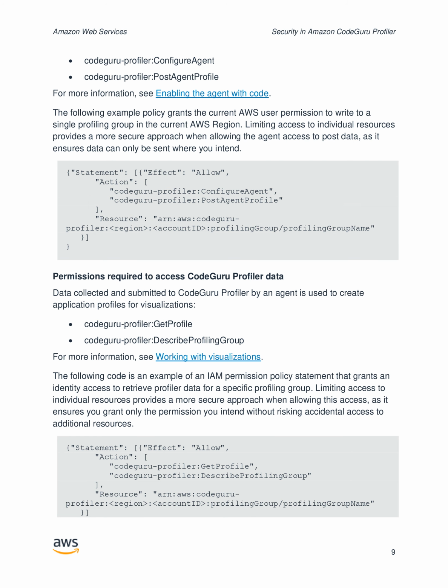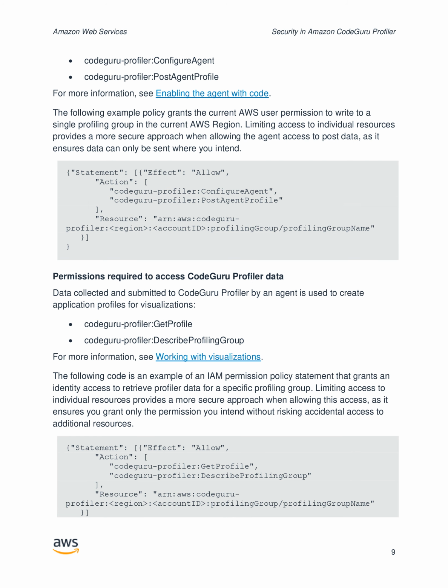Permissions required to access CodeGuru Profiler data. Data collected and submitted to CodeGuru Profiler by an agent is used to create application profiles for visualizations. CodeGuru Profiler Get Profile. CodeGuru Profiler Describe Profiling Group. For more information, see Working with Visualizations. The following code is an example of an IAM permission policy statement that grants an identity access to retrieve profiler data for a specific profiling group.